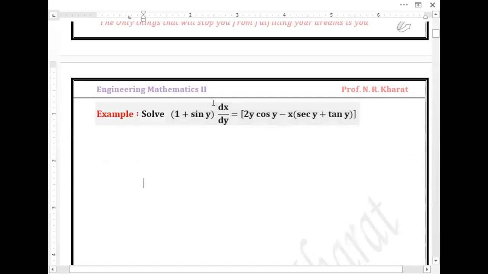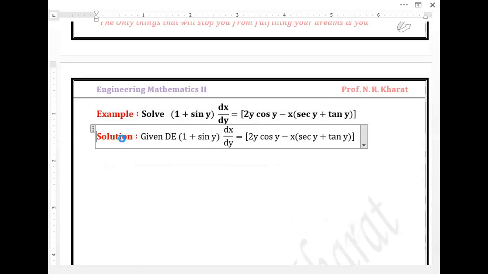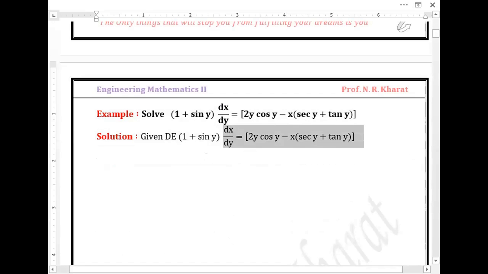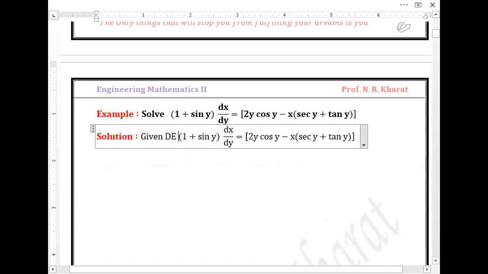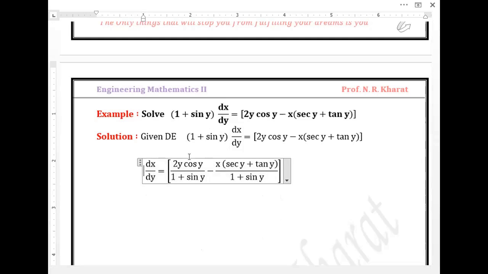For that, when we observe the differential equation containing dx/dy, it is very easy to convert it into a linear differential equation, that is dx/dy + P x = Q. To make this conversion, the coefficient of dx/dy is 1 + sin y, so we have to divide the entire differential equation by 1 + sin y. So dividing by 1 + sin y, the 1 + sin y cancels.